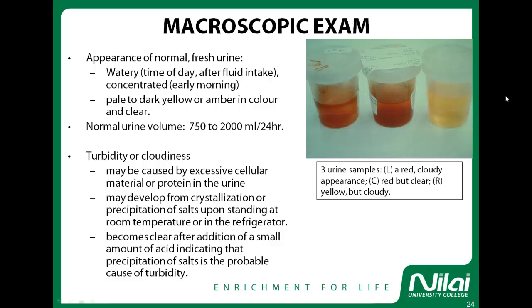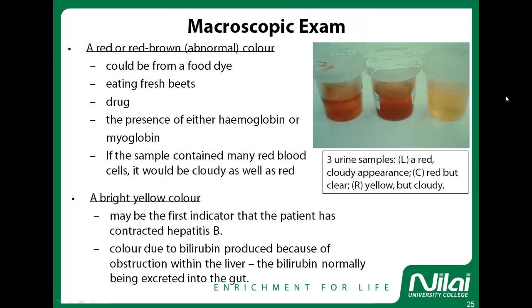it depends on the time of day and fluid intake. Urine is concentrated in the early morning, dark yellow to amber in color, and clear. Common urine volume is 750 to 2000 mL per 24 hours. Turbidity or cloudiness may be caused by excessive cellular material, bacteria, or protein in the urine, and may develop from crystallization or precipitation of solutes upon standing at room temperature or in the refrigerator. It becomes clear after addition of a small amount of acid, indicating that precipitation of solutes caused the turbidity.